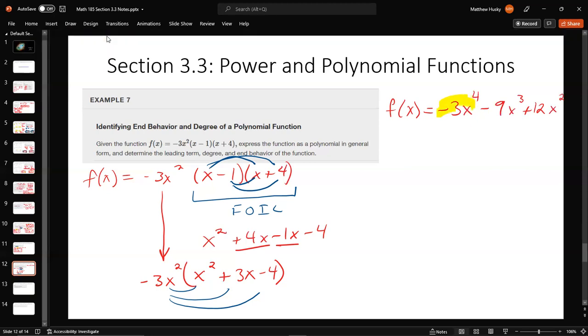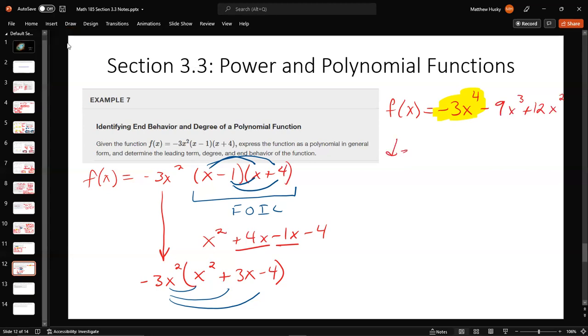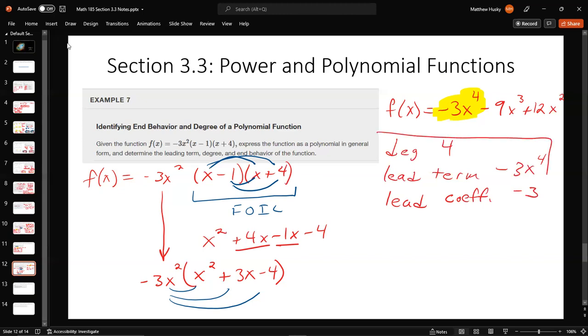We are interested in the leading term, which is this right here. And like we were doing before, we're going to identify the degree, which will be 4, the power of the x. The lead term, that's what I have highlighted, negative 3x to the 4th. The lead coefficient, that's just the number multiplied in front, which in this case is the number negative 3. Okay, so that is that one there.